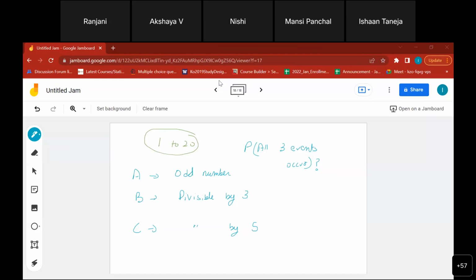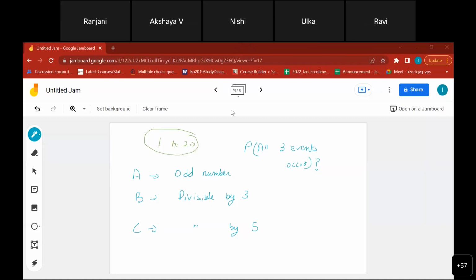Is it 1 by 20? It would be, I think, 1 by 20. Yeah, it's 1 by 20 because there's only one value, 15, which satisfies all the conditions out of 20 numbers. The 15th digit is the only one that could satisfy all three. Yes. Probability of A intersection B intersection C.